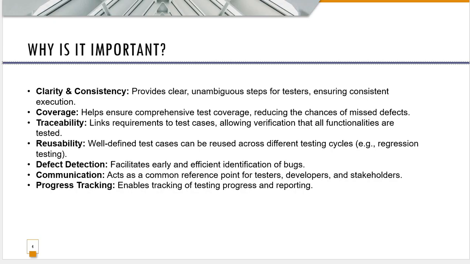And progress tracking: if there are 500 test cases, we should know how many test cases we have tested, 100 or 200, and analyze when the testing will be completed. We have clear milestones to complete SIT testing, UAT testing, and regression testing, and to know when we move to the production environment. It enables tracking for testing progress and reporting. That's one of the important points. Let's move on to the next slide.